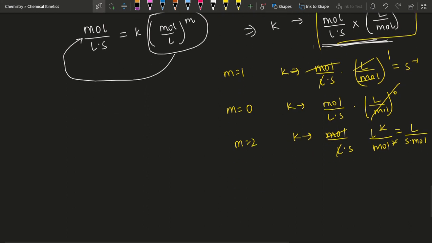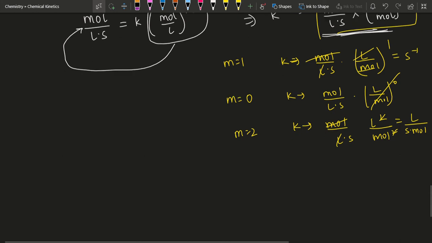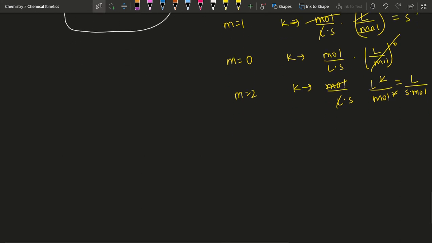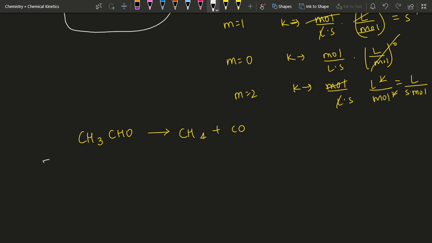Let's take an example to understand this better. So I have with me acetaldehyde, CH3CHO. Don't worry if you don't know the formula and things like that. It doesn't really matter. And it decomposes into CH4 plus CO, and all of these are gases, but we don't need to worry about that. And I have the concentrations of CH3CHO and the rate with me. The rate is again in moles per liter second. So let me just write that real quick.